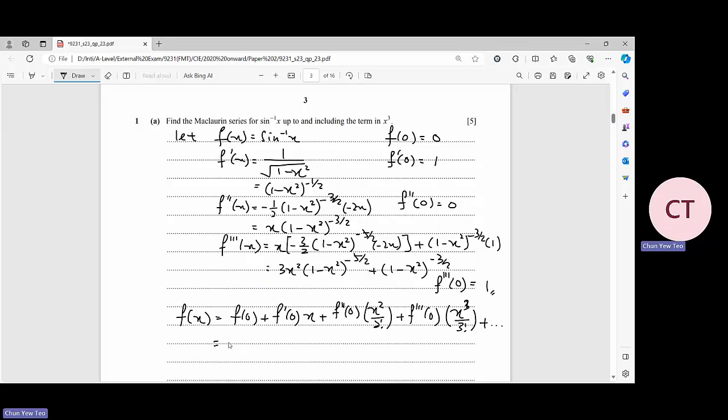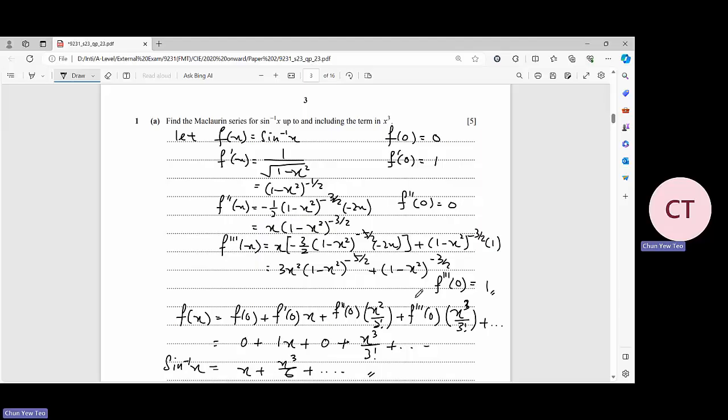Then if you put 0 inside, you'll get 0 plus 1x plus 0 times x squared over 2. It's a 0, okay. Then this one is x cubed over 3 factorial plus dot, dot, dot. So simplify further, you will get x cubed over 6. Okay, that will be your arcsine of x. Done. So this is the answer for question number 1A.